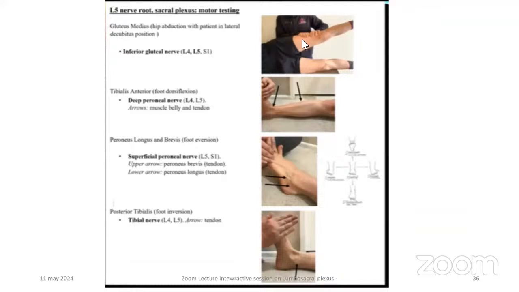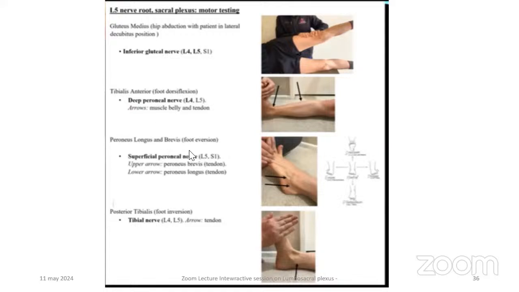How you do abduction of the thigh: for the superior gluteal nerve test, that is L4, L5, the gluteus medius, the hip abduction with the patient in lateral decubitus position, you can test like this. The tibialis anterior is the dorsiflexion, deep peroneal nerve, and you can see how dorsiflexion can be tested for tibialis anterior, which we usually do in EMG also, and sometimes we inject botulinum toxin.